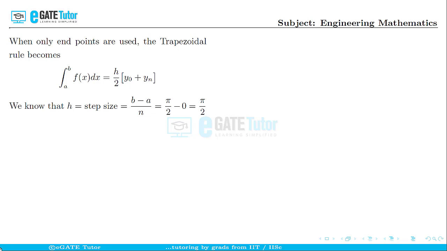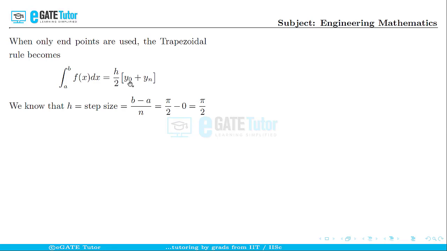To calculate this particular integral, we need to know what is the value of h. H is nothing but step size, which is upper limit minus lower limit by number of intervals, and since in this particular question the number of intervals is 1, h becomes pi by 2, which is the upper limit, minus 0, which is the lower limit, so h becomes pi by 2.